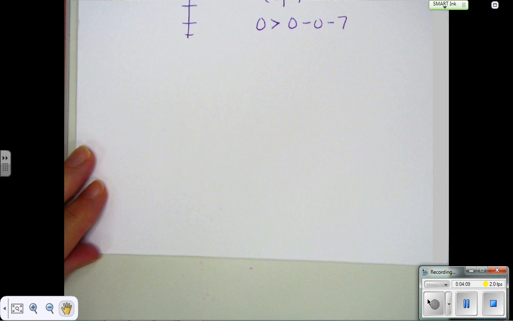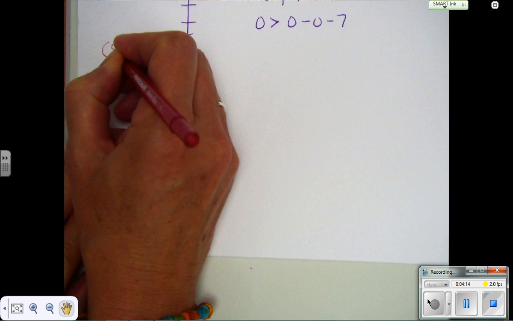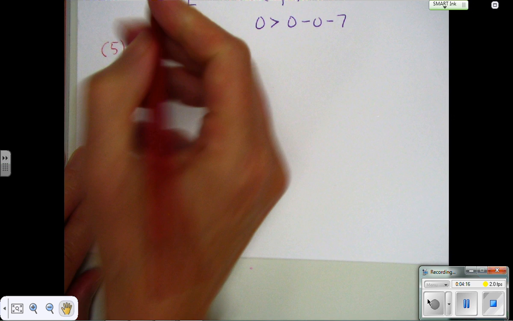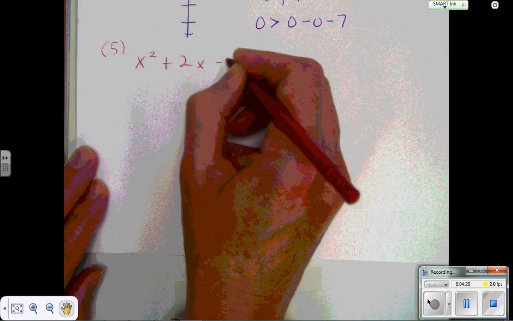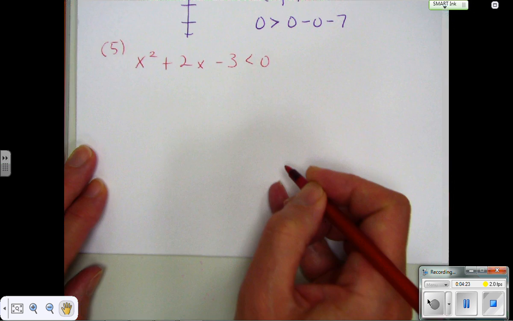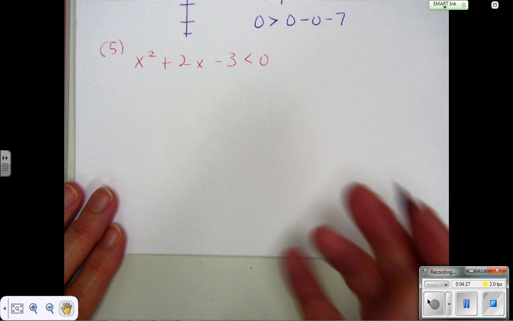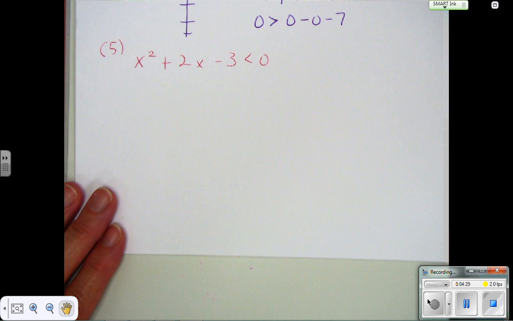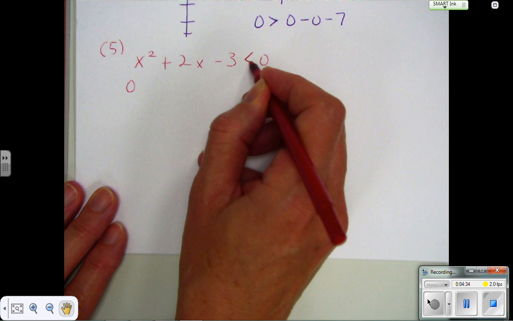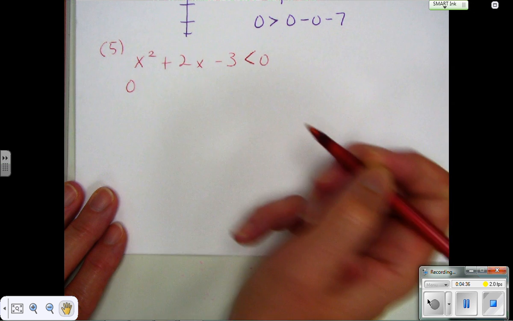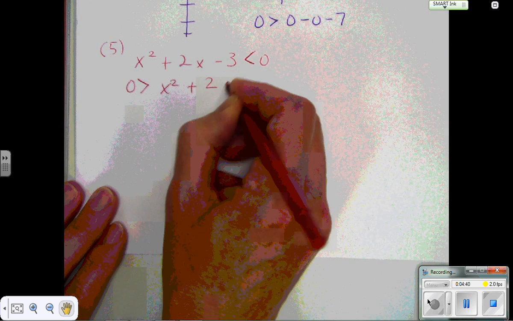Okay, now that we've solved by graphing, let's look at solving algebraically. I'm going to look at number 5. X squared plus 2x minus 3 is less than 0. Okay, so I want to write the 0 on the other side just because I like 0 is like your y. So I want to put it on the left side, and the bigger part is pointing towards the 0. So I'm going to flip the inequality, x squared plus 2x minus 3.